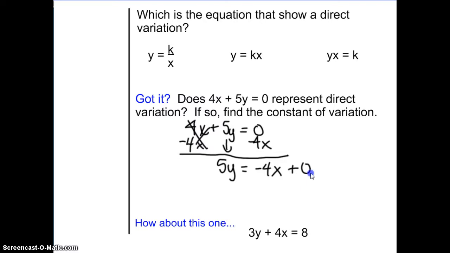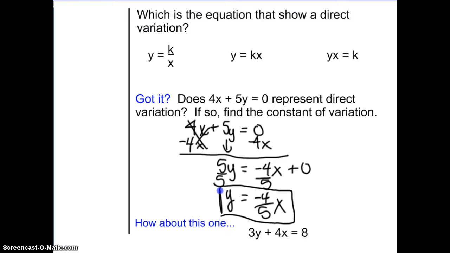Do I even need to write that 0 there? I don't, so I'm not going to next time. And then my ultimate goal is to get this y by itself. So how do I undo 5 times y? You've got it. You divide by 5. So I get y equals negative 4/5 x. Now you might say to yourself, all right, but that's negative. Yeah, great question. I guess I haven't thought that it would be negative, yet at the same time, does it fit this? Yes. So it's directly varying even if it's going down.